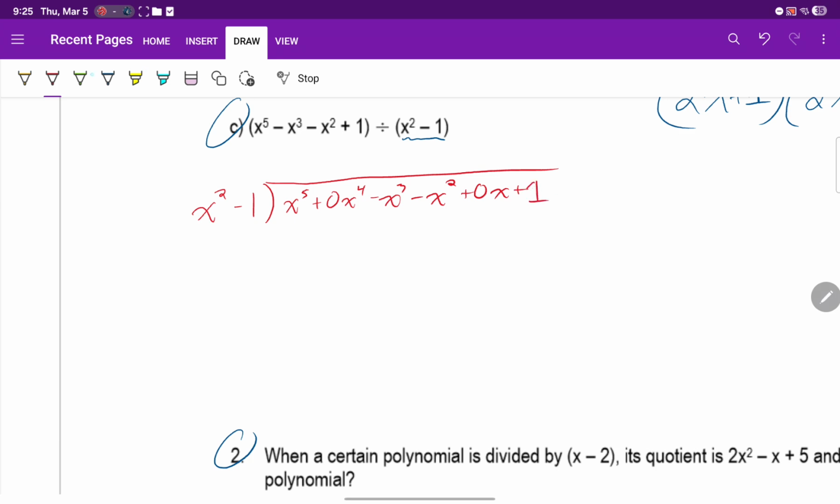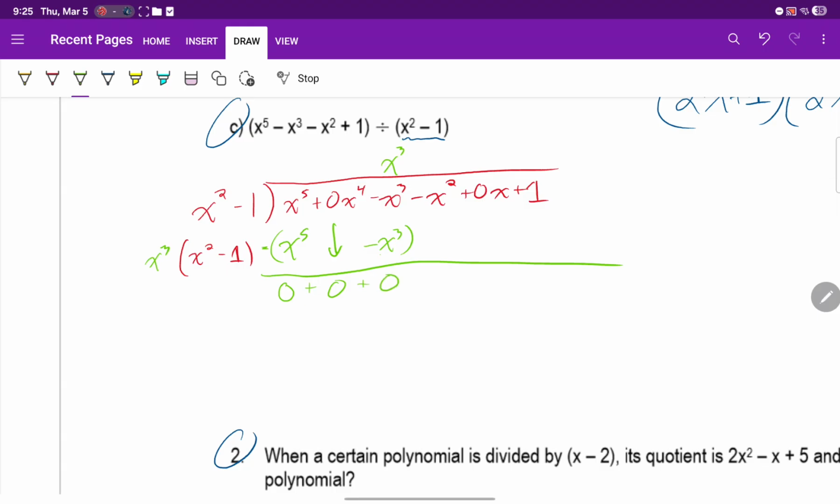Okay. X squared goes into x5 3 times. Or sorry, x to the 3. So I put x to the 3 up here. And then I'm going to go x to the 3 times x squared minus 1. When I do that, I get x to the 5 minus x to the 3. When I subtract, x to the 5 minus x to the 5 is 0. Negative x to the 3 minus, I bring this one down. I get plus 0. That's just 0. Negative x to the 3 minus negative x to the 3 is plus 0. Those all cancel each other out.